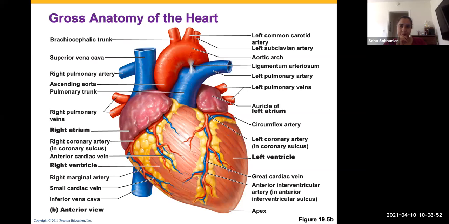What do you think? Not babies, sorry, fetuses. Is there a pulmonary circulation for a fetus? The answer is no, right? Because their lungs are not working. That's why the first breath is so important. Their lungs are literally filled with fluid, correct?